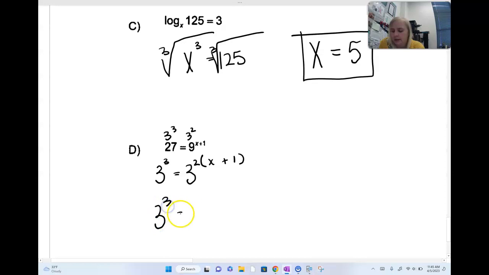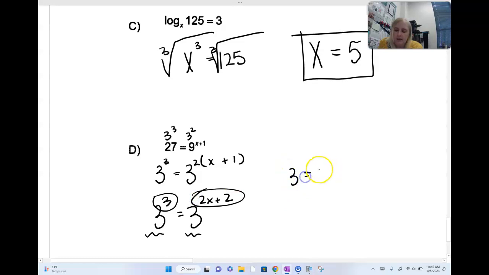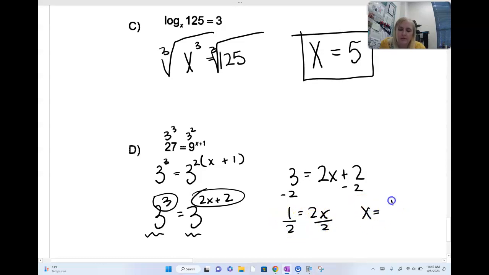3 to the third equals 3 now to the 2x plus 2. And then now the bases are the same, so we can set those exponents equal to each other. And then we solve. Subtract 2. 1 equals 2x. And then we divide by 2. X equals 1/2.